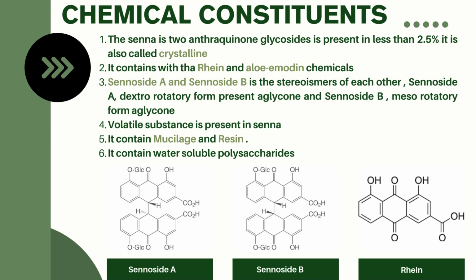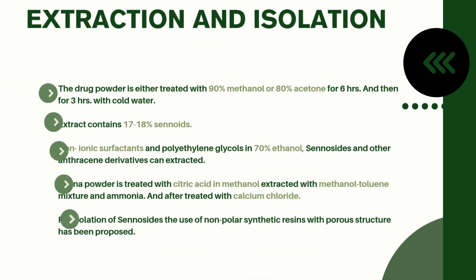The chemical makeup of senna is what makes it so valuable in medicine. The plant contains less than 2.5% of two principal anthraquinone glycosides known as sennoside A and sennoside B. These are stereoisomers, where sennoside A is dextrorotatory and sennoside B is meso. In addition to these, the plant includes other important constituents such as rhein and aloe-emodin, both known for their medical potential. Volatile substances, mucilage, resins, and water-soluble polysaccharides are also present, contributing to senna's wide range of therapeutic effects and facilitating its clinical formulation and extraction.